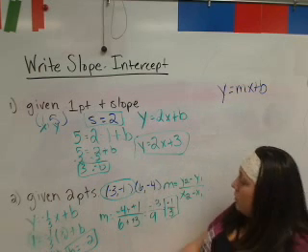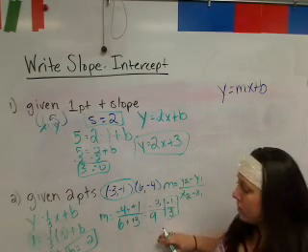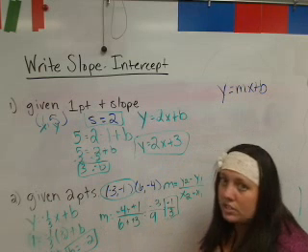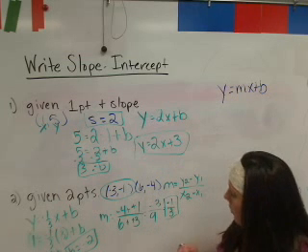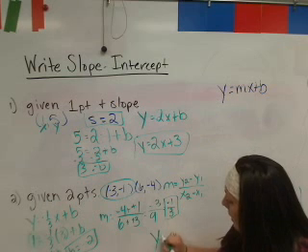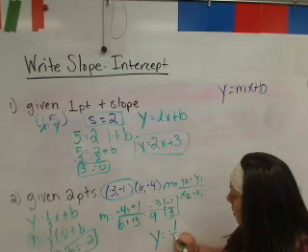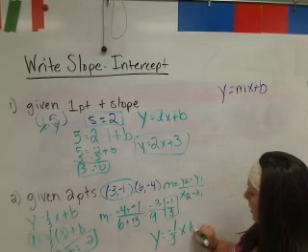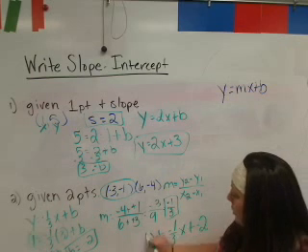So now we have our slope is negative 1/3, and our y-intercept is negative 2. So we're going to rewrite this as y equals negative 1/3 x plus a negative 2, or you can say minus 2. Either one works.